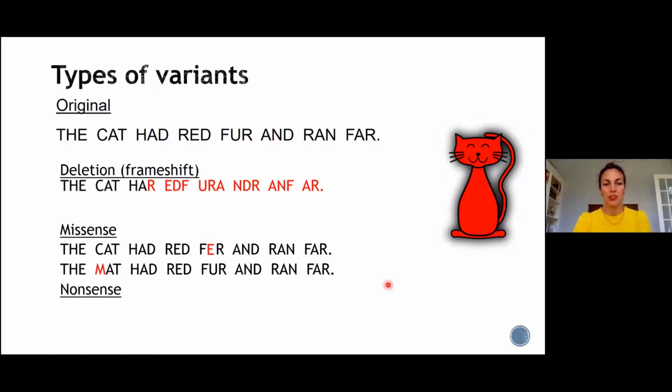And then a third type of change that we can see are called nonsense changes. And this is when there's a period added into the middle of a sentence where there shouldn't be one. So it's kind of like a stop sign. So this is the cat had red, and then you just end the sentence. These are typically more severe than the missense changes, again, because now you're not even reading the entire gene or sentence. And so these can cause problems as well.